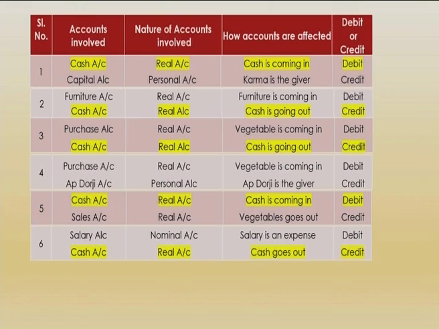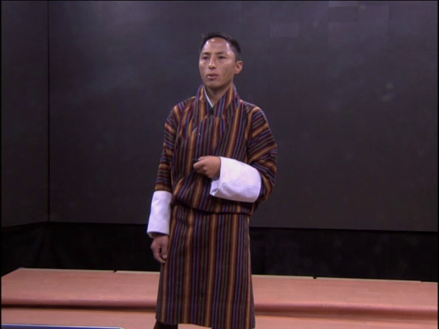Sixth transaction, he is paying salary to his employee, salesperson, of 7,500 a month. So salary account is a nominal account. It's an expense on the business part. On the basis of nominal account, all expenses and losses are debited. Therefore, this salary is an expense, thus it is debited accordingly, and cash is going out here. So in the real account, credit what goes out. So cash account has been credited.